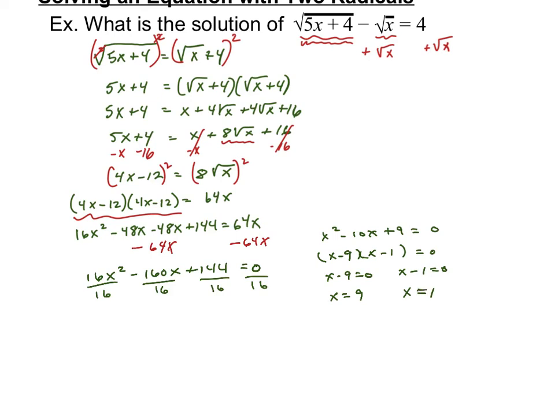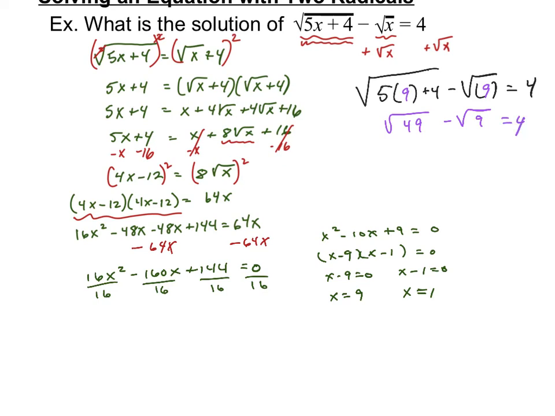And if you go back and check these answers, let's see here, let's check our 9, right? We have the square root of 49 minus the square root of 9 equals 4, which is going to be 7 minus 3 equals 4. 4 equals 4, so yes, that's good. x equals 9 is a good answer.